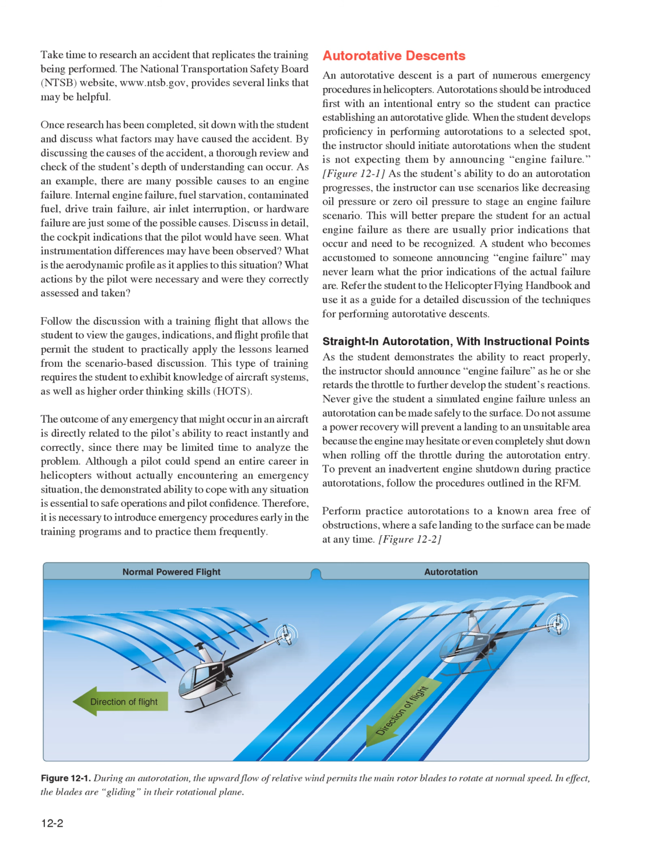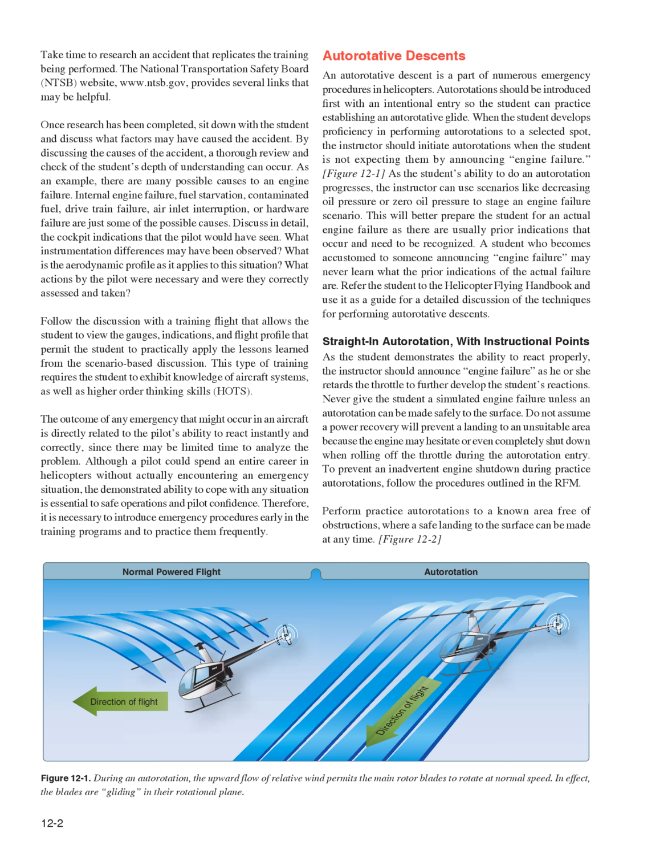Straight-in autorotation, with instructional points. As the student demonstrates the ability to react properly, the instructor should announce engine failure as he or she retards the throttle to further develop the student's reactions. Never give the student a simulated engine failure unless an autorotation can be made safely to the surface. Do not assume a power recovery will prevent a landing to an unsuitable area because the engine may hesitate or even completely shut down when rolling off the throttle during the autorotation entry.